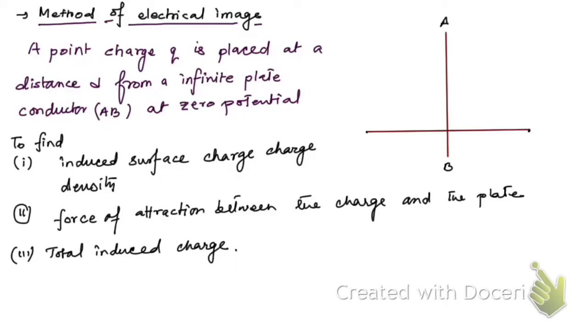So in this video we are going to discuss the method of electrical images, and using this method we are going to find these things. Here you can see induced surface charge density, force of attraction between the charge and plate, and total induced charge.